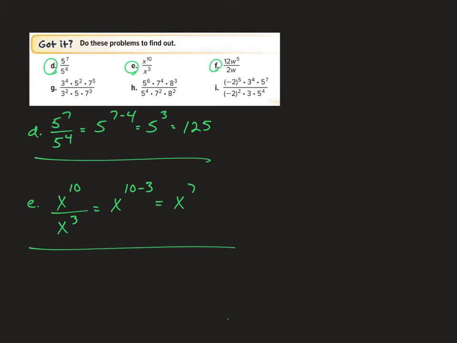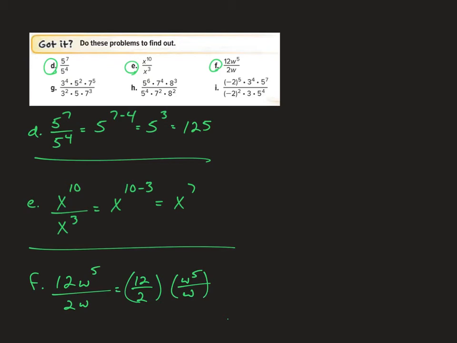Moving on to F. We've got 12w to the 5th over 2w. So now again, we have to look at like terms, so we have to take our whole numbers, which would be 12 over 2, and then our variables, which would be w to the 5th over w.